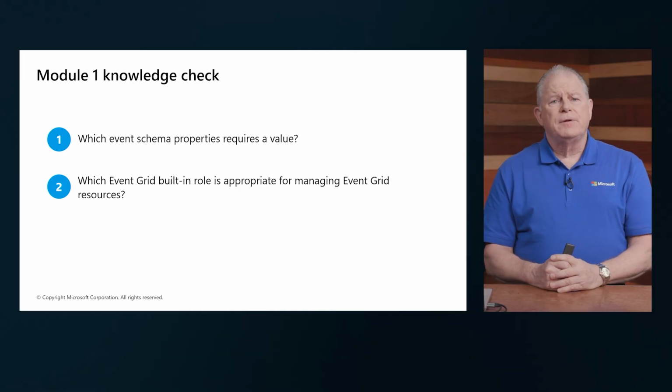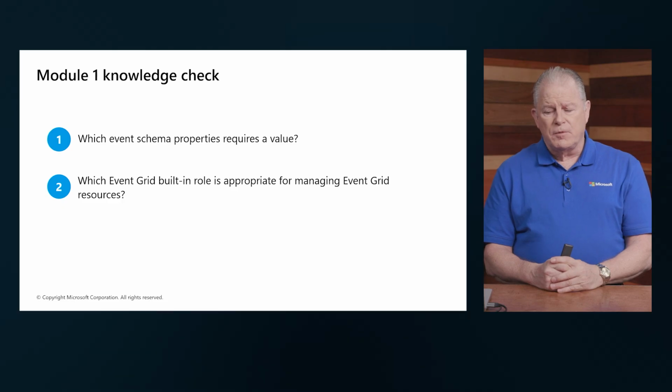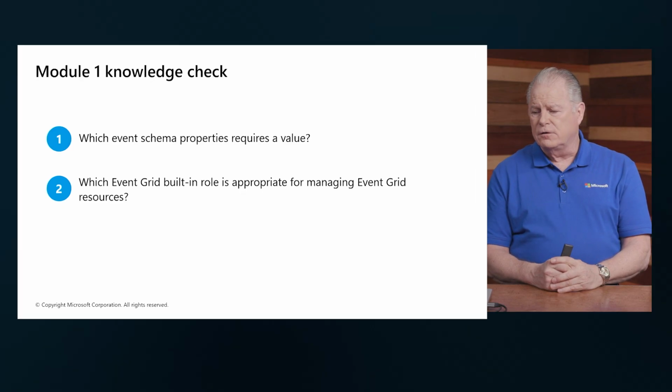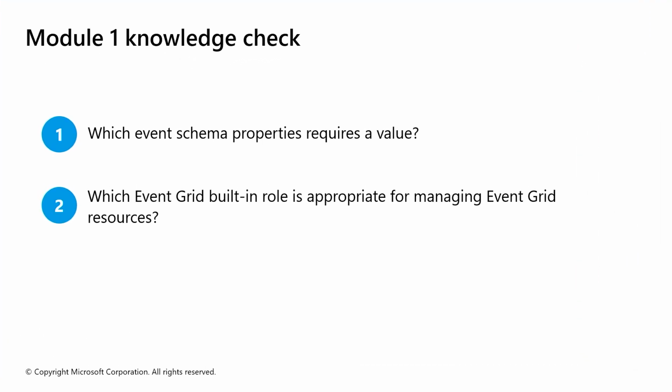Welcome back from the lab. We're going to close out this module with our knowledge check. Question number 1, which event schema property requires a value? Go ahead and pause the recording while you think of your answer. The subject property specifies the publisher-defined path to the event subject, and it's required.